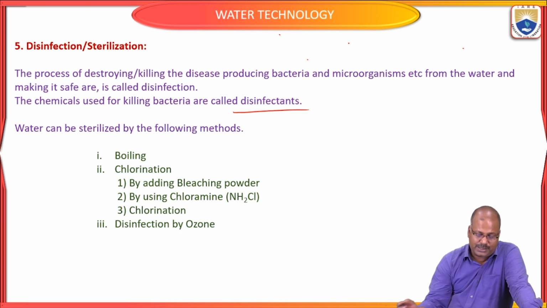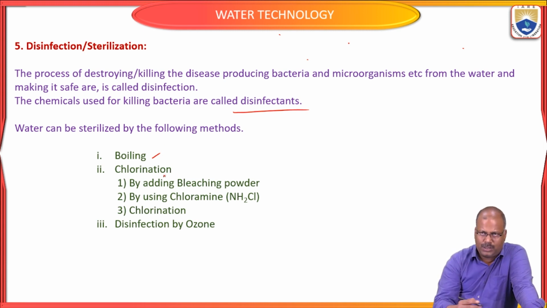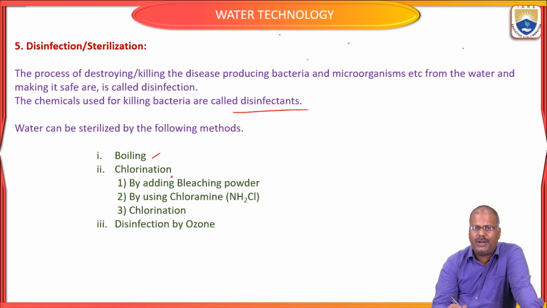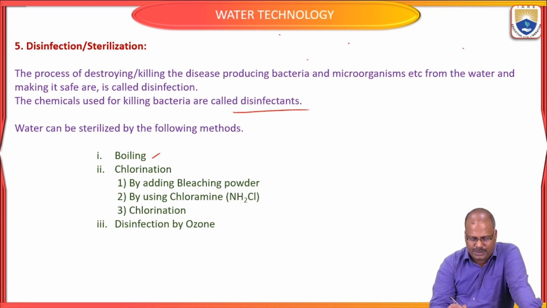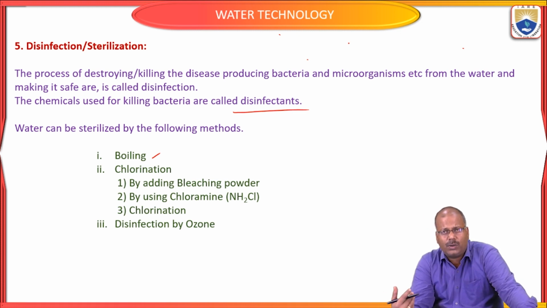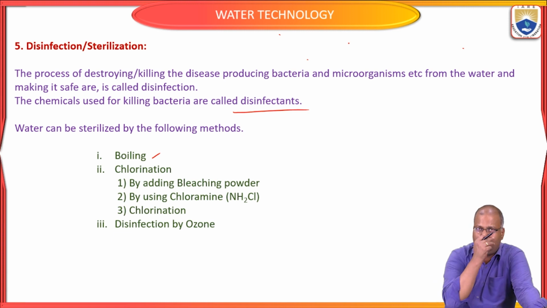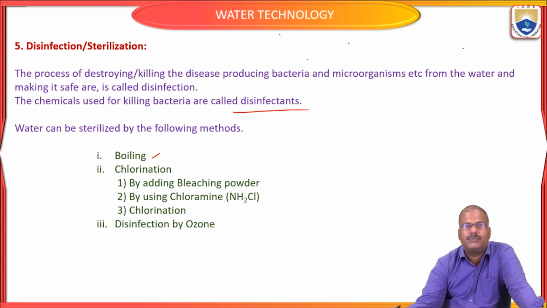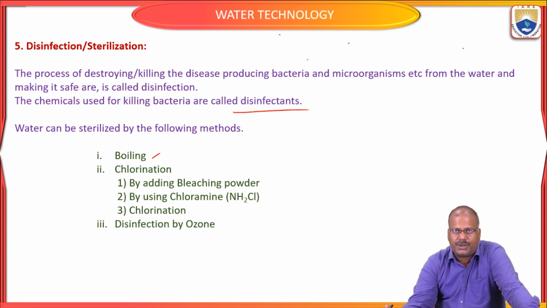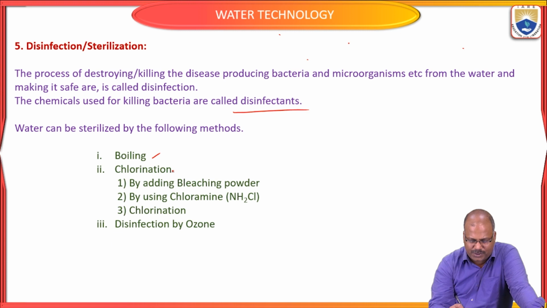Water can be sterilized by the following methods. Boiling. Boiling is a very general, small-scale method for our normal home purposes. If you drink boiled water, it is safe. But if you want to supply water to a whole township, you cannot boil and supply. So you need a robust system to treat. That is what this treatment is about: 5 steps, concluded by the 5th step, disinfection or sterilization.